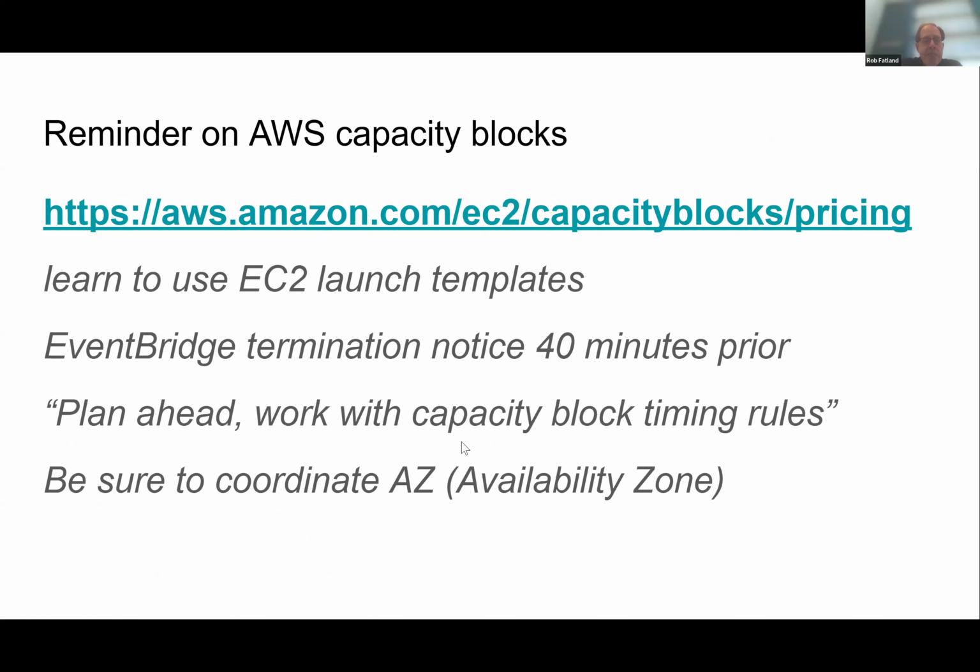This is a slide from the previous month's presentation. It's a reminder about AWS capacity blocks. If you don't know what those are, it's basically a way of saving money on the cloud by identifying a block of time and a resource that you want to use and kind of reserving that for block use. And then you can pay less per cycle for that resource.